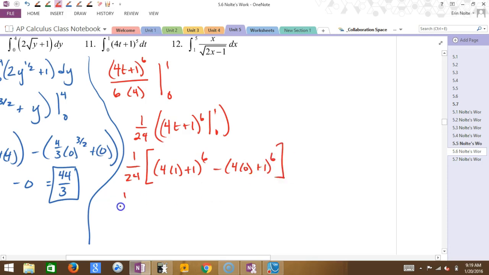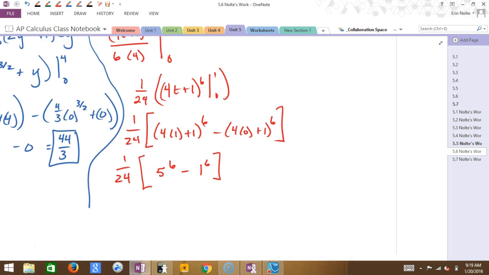I'm plugging in the bigger minus the smaller. You could do it the other way, absolutely. But I would prefer to deal with smaller fractions than more complicated ones. Way up at the top, she integrated 4t plus 1 to the 5th. Yeah, and then I pulled it out. So what's 5 to the 6?